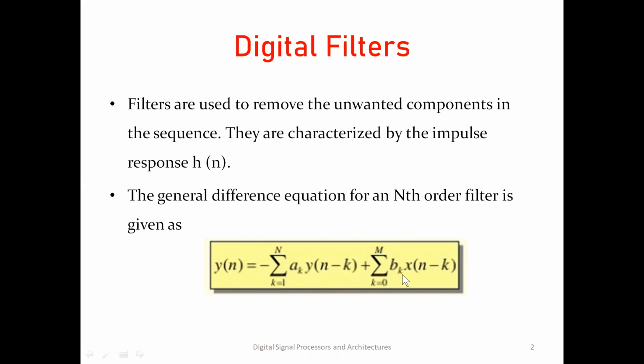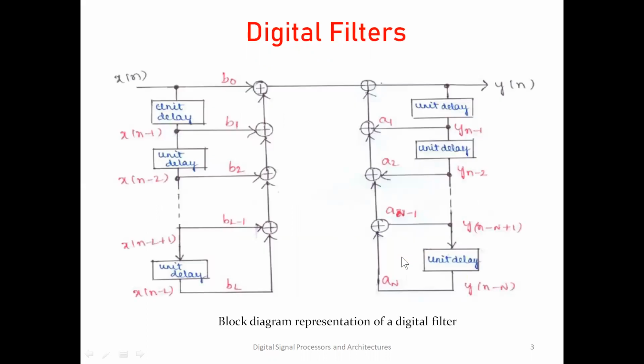When we see the structure or the block diagram representation of our digital filter, x of n is our input, y of n is our output, and using unit delays, we are able to generate components y of n minus 1, y of n minus 2, and so on. The same thing happens on the input side, with B0, B1, and so on up to BL, and A1, A2, and so on up to AN. These are the coefficients of the filter.